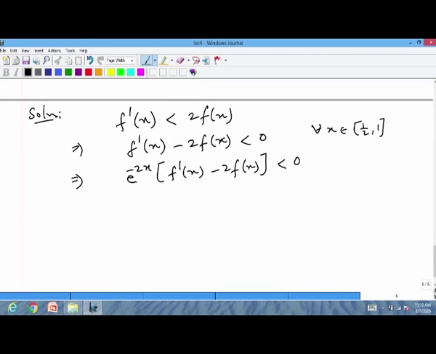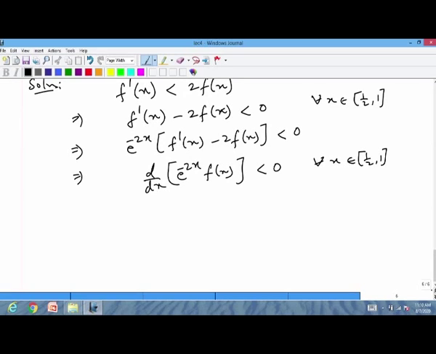Why we multiplied by e to the minus 2x? Because by doing this we see that this can be written as d by dx of e to the minus 2x times f x, because by product rule this is e to the minus 2x times derivative of f, which is f prime x, plus derivative of e to the minus 2x will give minus 2 e to the minus 2x times f x. So, that gives you this. So, this is less than 0 for all x in half to 1.